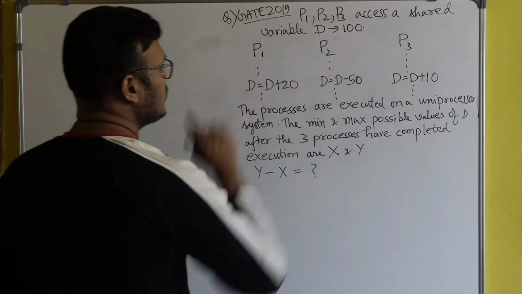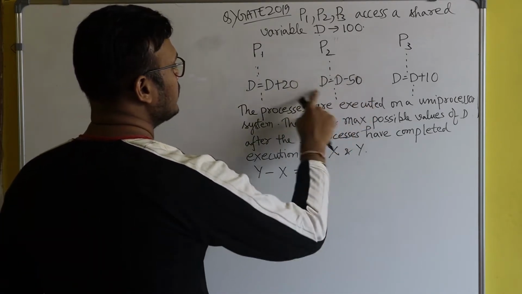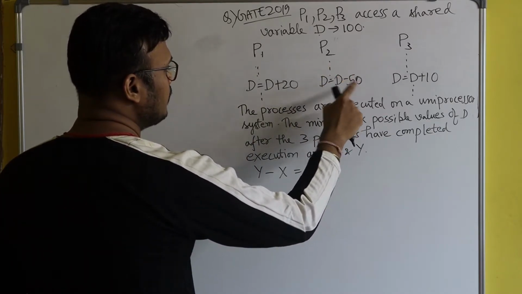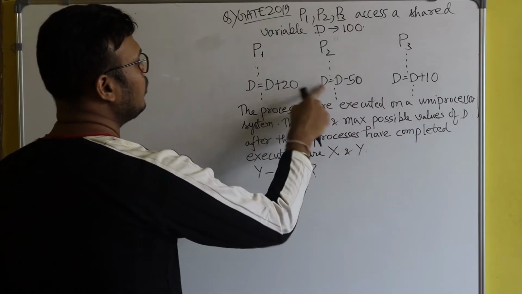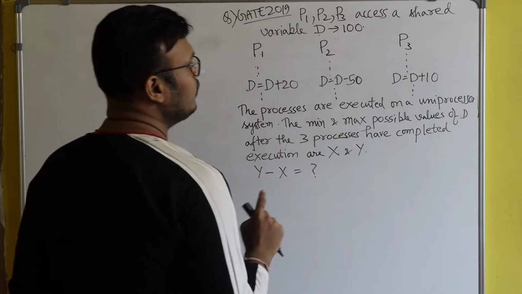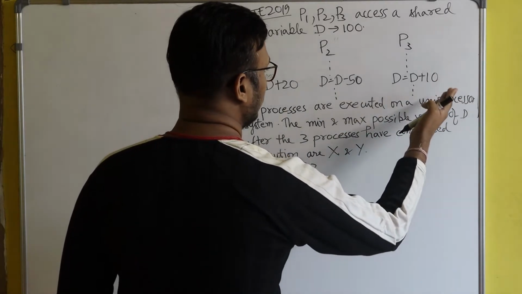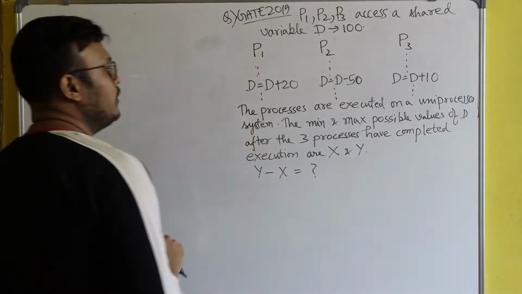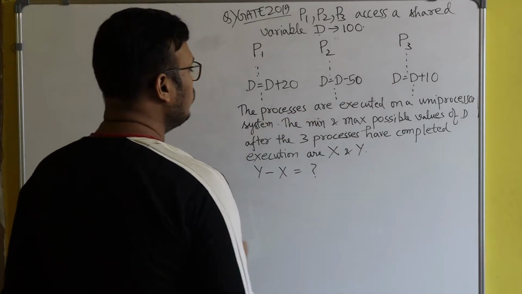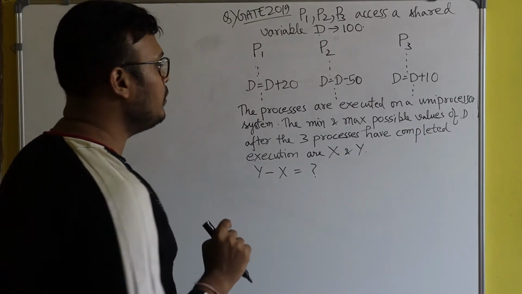Similarly, what will process P2 do? P2 will execute some code, and this is the main task of P2: it will decrement the value of D by 50 and store it back to D. And when the CPU is given to process P3, it will increment the value of D by 10 and store it back to the variable D. The processes are executed on a uniprocessor system. Uniprocessor system means only one CPU will be there.